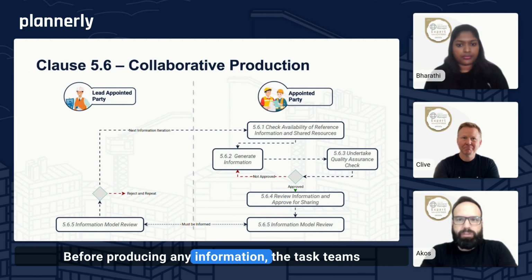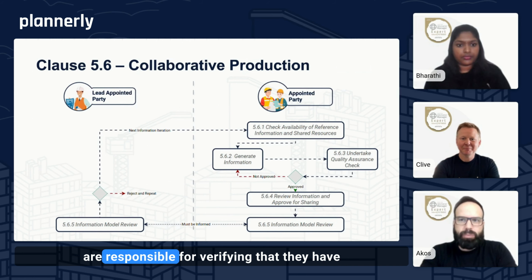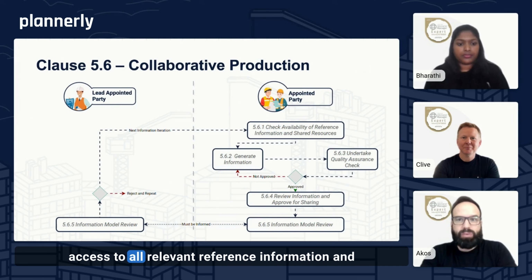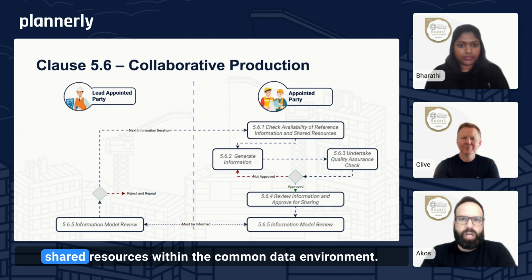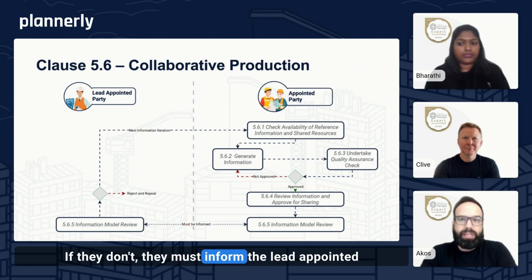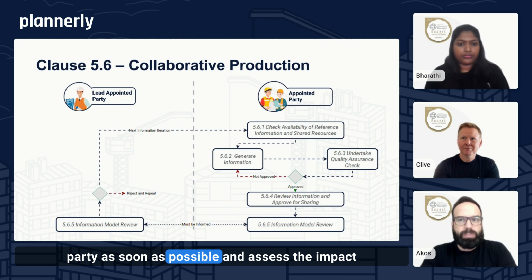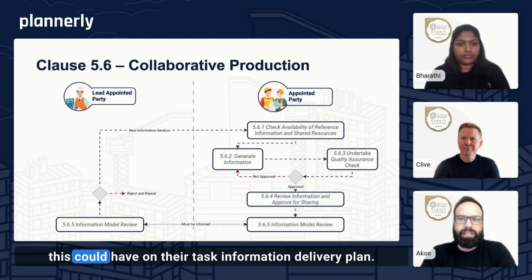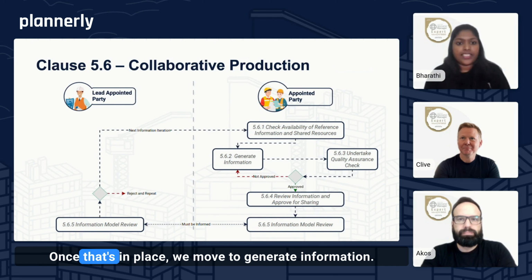Before producing any information, the task teams are responsible for verifying that they have access to all relevant reference information and shared resources within the common data environment. If they don't, they must inform the lead appointed party as soon as possible and assess the impact this could have on their task information delivery plan. Exactly. Once that's in place, we move to generate information.